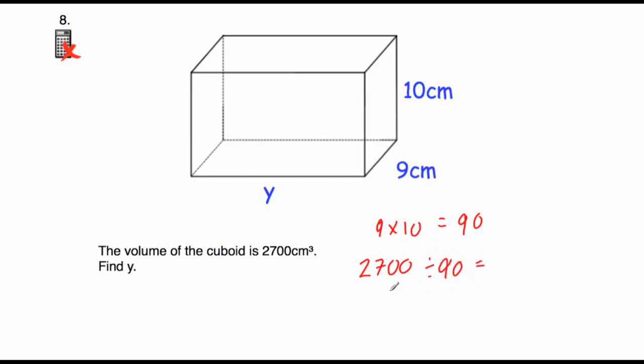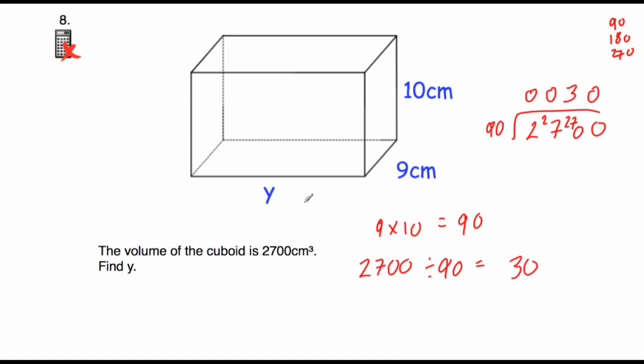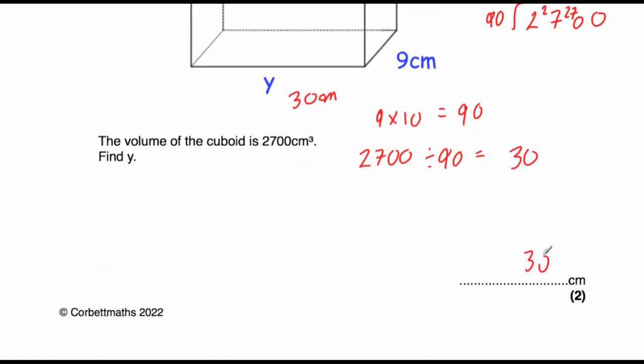So to do 2,700 divided by 90, I'm going to do the bus shelter method. So I'm going to do 2,700, and I'm going to divide that by 90 and see what we get. So 90 into 2 doesn't go, so move the 2 over to make 27. 90 into 27, well, that doesn't go, so let's then put the 27 there to make 270. 90 into 270, well, 90, 180, 270, just counting up the multiples of 90, so that's 1, 2, 3, and 90 into 0 goes 0 times. So the answer would be 30. So 2,700 divided by 90 is 30. So that means that the length of this cuboid must be 30 centimetres. And the question said to find y was equal to 30. So 30 centimetres. That's it.